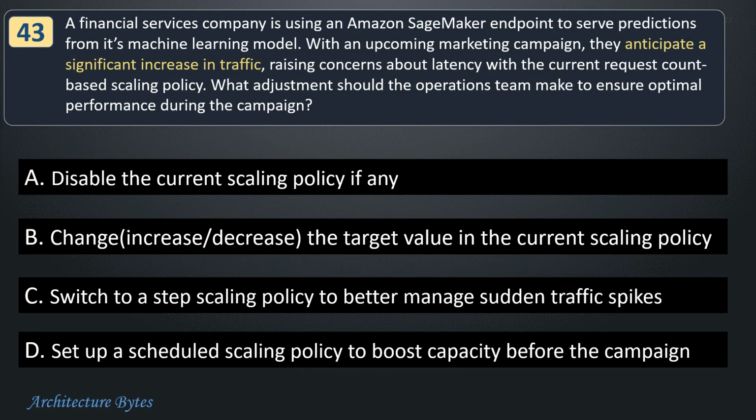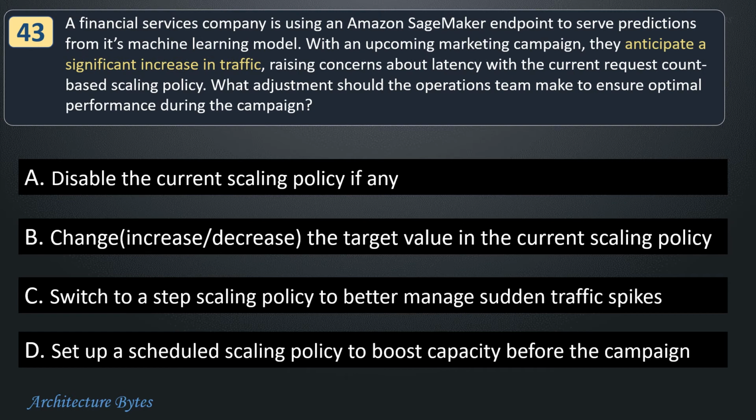A financial services company is using an Amazon SageMaker endpoint to serve predictions from its machine learning model. With an upcoming marketing campaign, they anticipate a significant increase in traffic, raising concerns about latency with the current request count-based scaling policy. What adjustment should the operations team make to ensure optimal performance during the campaign?